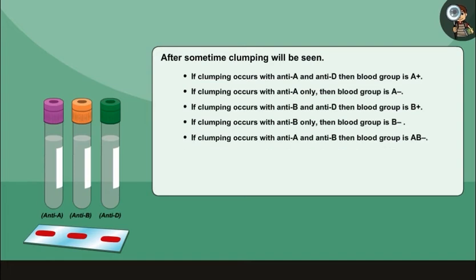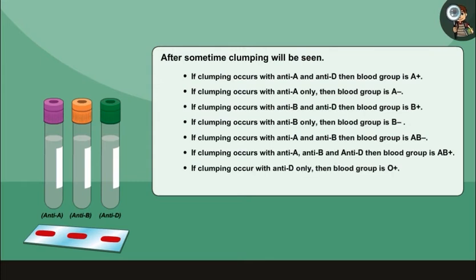If clumping occurs with anti-A and anti-B, then blood group is AB negative. If clumping occurs with anti-A, anti-B and anti-D, then blood group is AB positive. If clumping occurs with anti-D only, then blood group is O positive. If clumping occurs with none, then blood group is O negative.